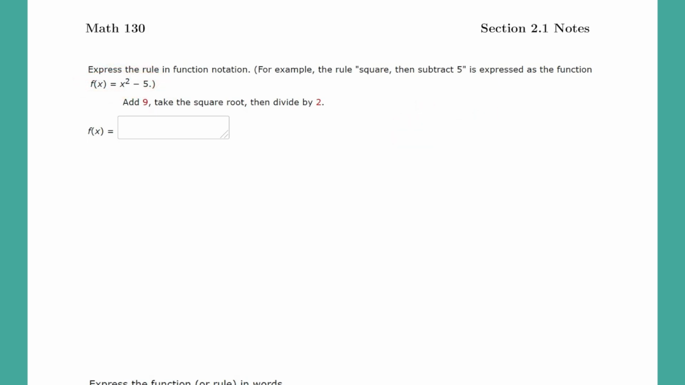So in this case, it says add 9, so they're referring to x. Add 9 to x, and then you want to take the square root, and then you want to divide by 2 at the end. So that would be the rule. So first they're asking you to add 9 to the variable, and then they're telling you to take the square root, and finally divide everything by 2. So that would be your final answer.